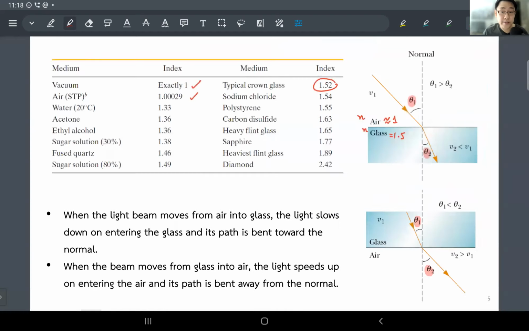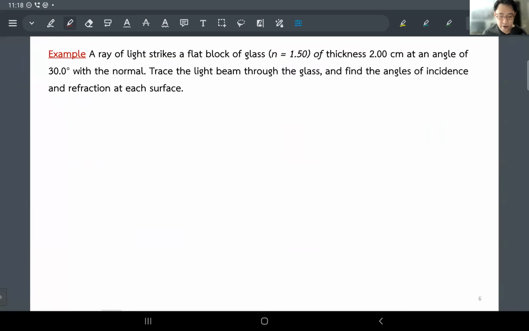That's it. These are the only two cases. What else can it be? And the rest, you just figure out those two angles through Snell's law. All right. And then you can refer back to this table to look at the values of those n. Sounds cool? All right, that's easy enough. Let's give it a shot and see how it goes.